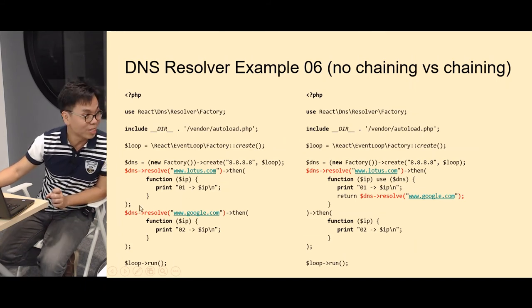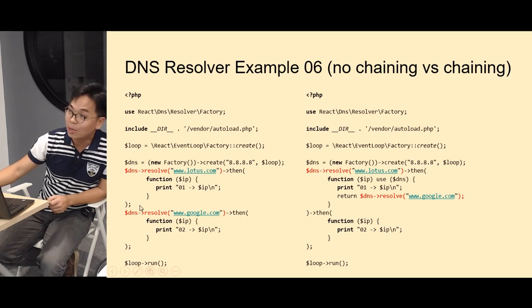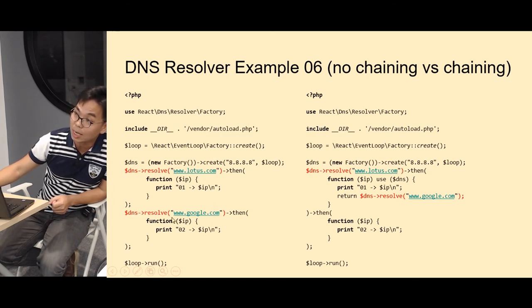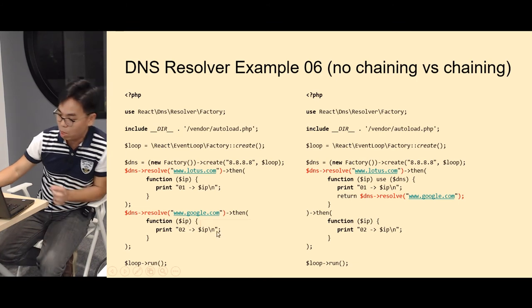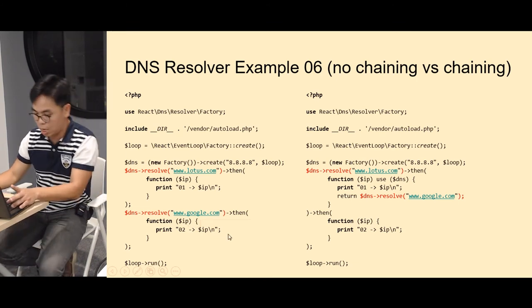Now, the first time I call to resolve Lotus, the second one I call to resolve Google. So this is not using promise chaining. I just call this, it returns a promise, then based on a promise, I print the IP address. Same thing here. So these two are going to run in parallel. This will run, they wait for the IP to come back. This will also run and wait for the IP to come back. So this is promise 6A.